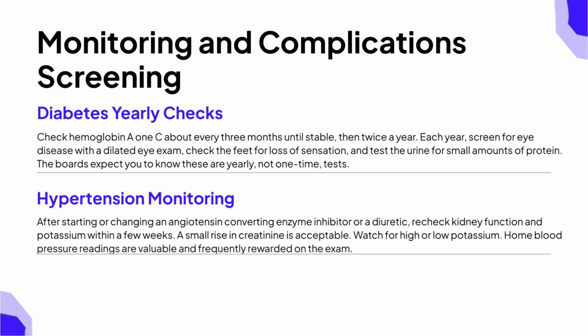For high blood pressure, after you start or change an angiotensin-converting enzyme inhibitor or a diuretic, recheck kidney function and potassium within a few weeks. A small rise in creatinine is acceptable, but watch for potassium that is too high or too low. Home blood pressure readings are valuable, and the exam often rewards the answer that uses them.